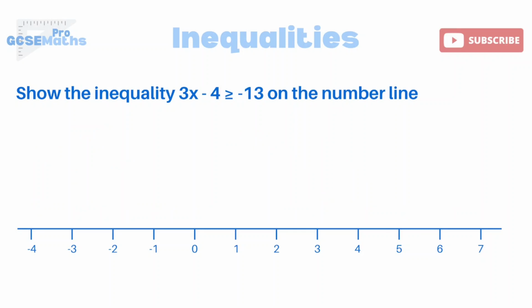Okay, if you have seen the previous video, you can obviously pause this video now and try out the next few, as you'll probably know what to do at this point. If not, then keep playing. So, show the inequality 3x minus 4 is greater than or equal to minus 13 on the number line.